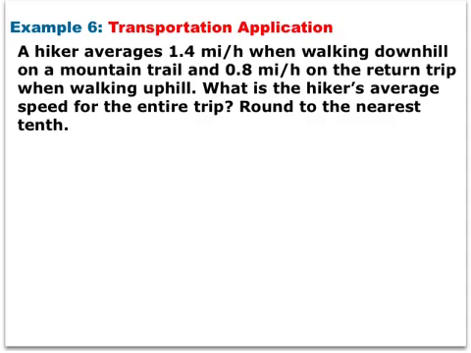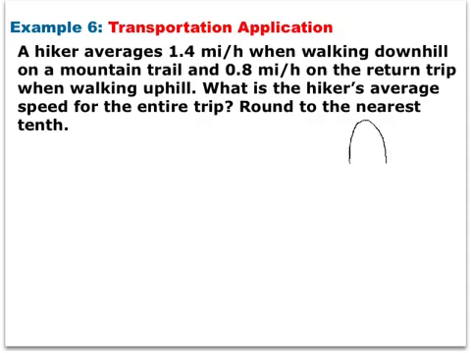You're going downhill, pretty easy. Going uphill, sort of hard. So of course you're going faster on the downhill than you are on the uphill. What is the hiker's average speed for the entire trip? Round to the nearest tenth. At this point, you're going to want to just add them together and divide by 2, but that's not how it works. So let's talk about it.